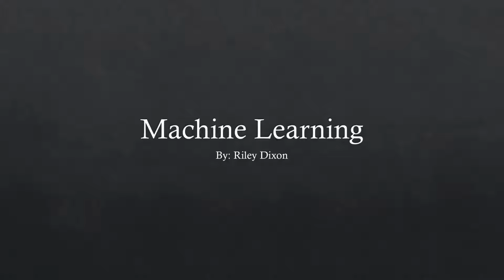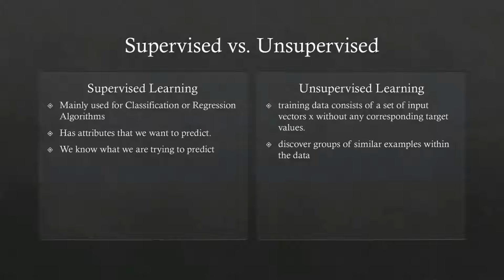At a high level, machine learning is a computer algorithm used to improve or automate a system, and it can be applied to almost any system in our real world today. Two types of machine learning are supervised and unsupervised learning. Supervised is mainly used for classification or regression algorithms and is helpful when we already know the target variable that we would like to predict. Unsupervised learning, on the other hand, is used when we would like to find groups or patterns in the data without specifically knowing beforehand what we're trying to predict.